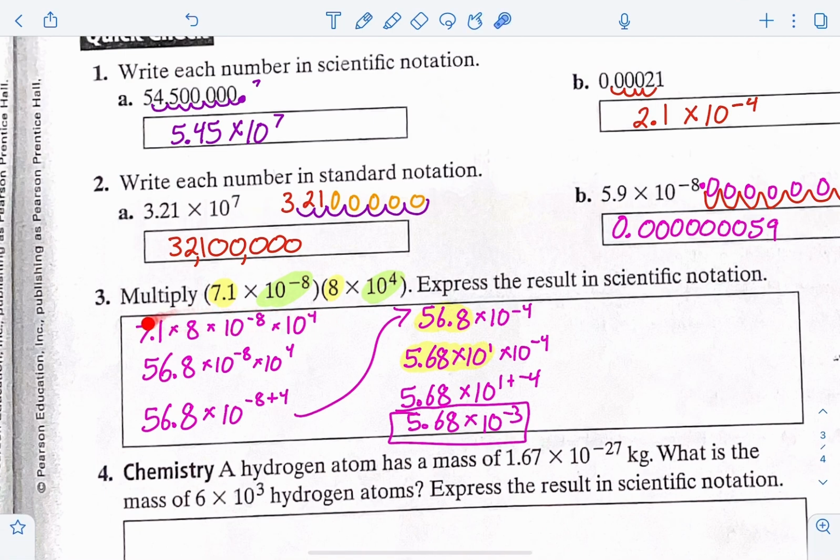So sorting, do the first set of multiplying, add the exponents for those, get to this answer and realize that 56.8 doesn't work. Turn 56.8 into 5.68 times 10 to the 1. We still have that times 10 to the -4. We combine those, so you have 5.68 times 10 to the 1 plus -4. And then you get 5.68 times 10 to the -3.